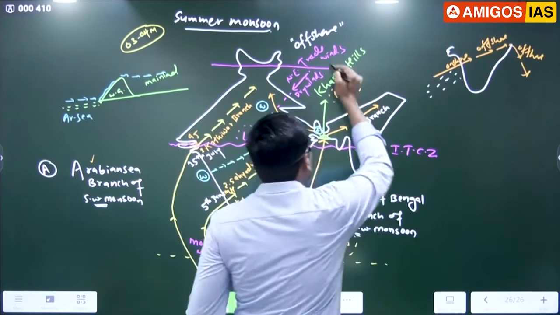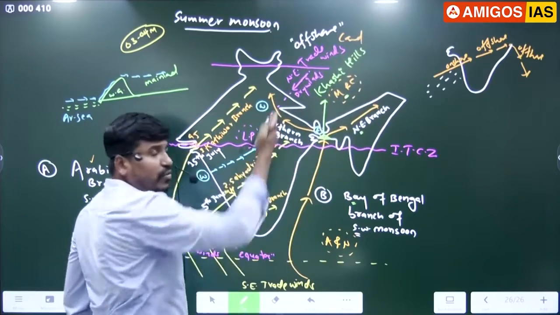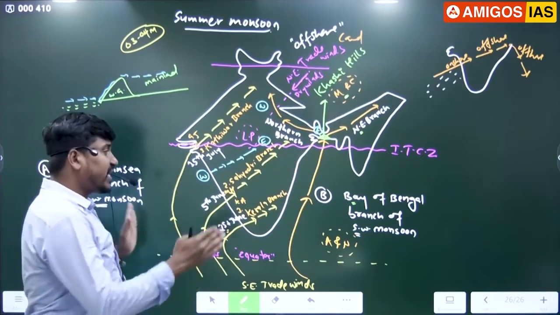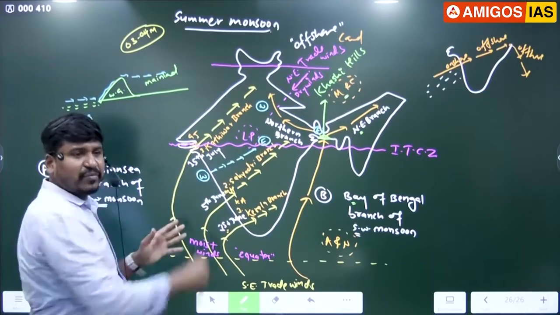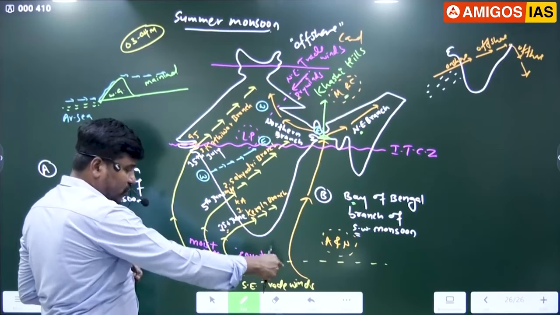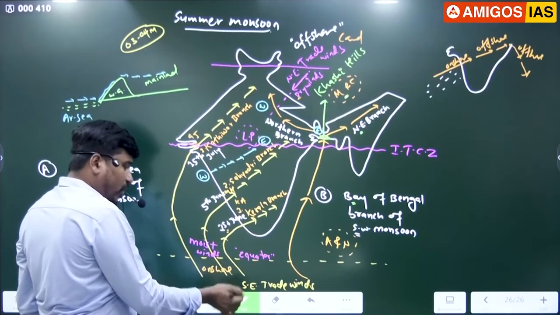So here the winds are coming from the land. This is the land, the Tibetan plateau region. The winds are coming from the land, that's what we call offshore winds. Onshore means only when they travel from the water body to land. So these are the offshore winds or the dry winds, and these are the onshore winds or moist winds.